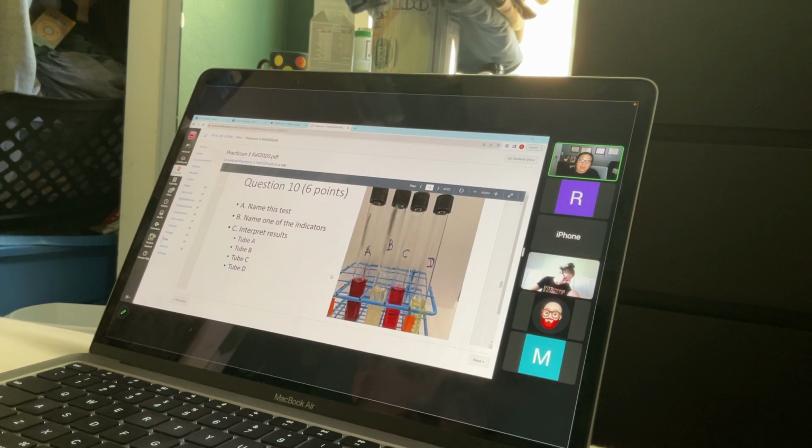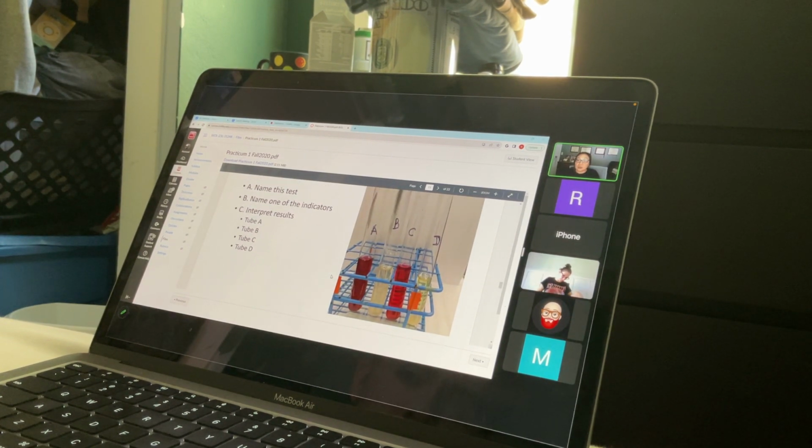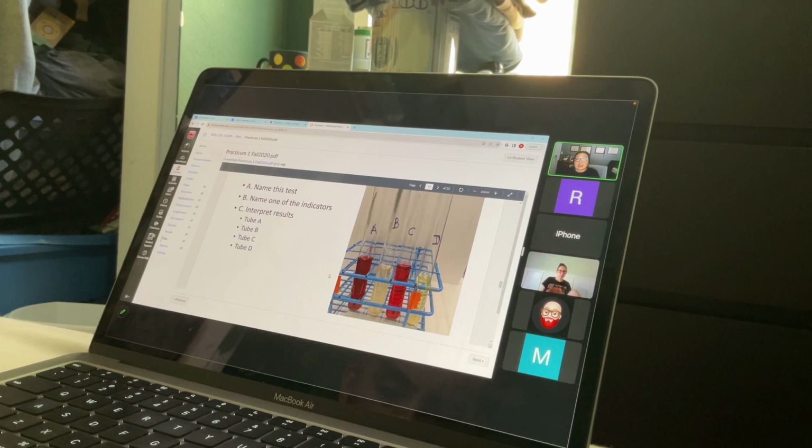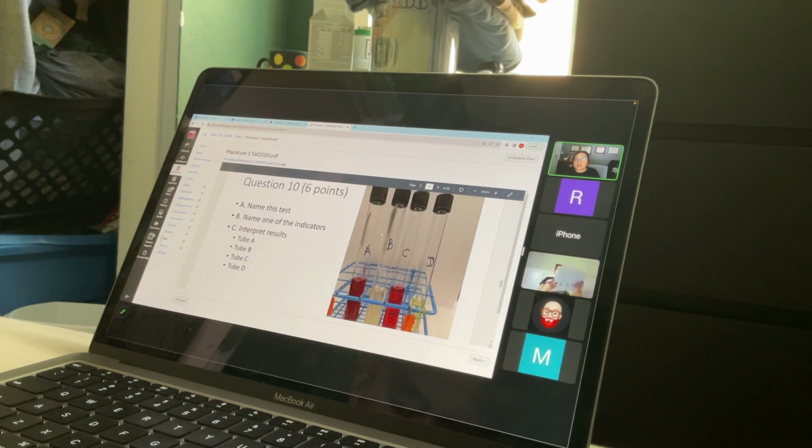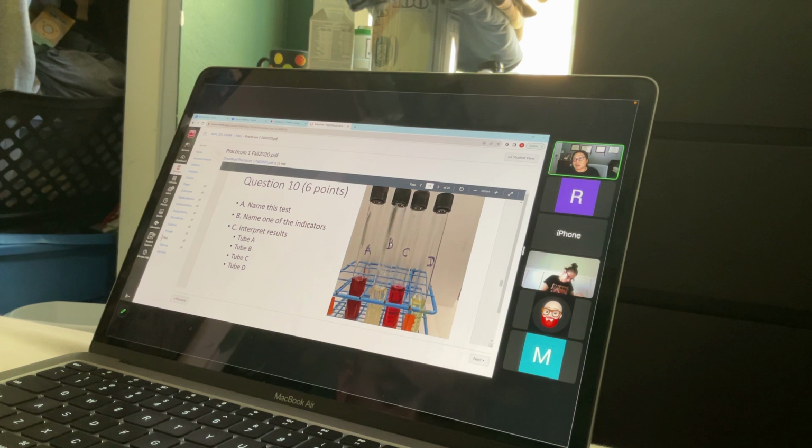The next slide is a set of tubes. We haven't done this one, you guys. This is the nitrate reduction tube. So for this one, please look at it carefully. If you look at tube A and B, you see that powder. Those are zinc powder.